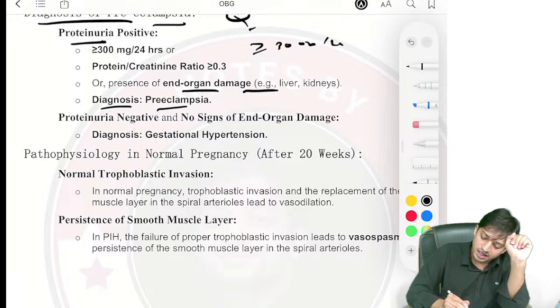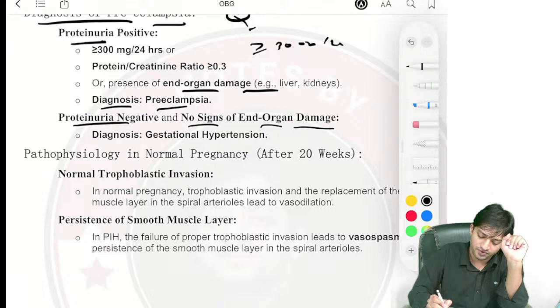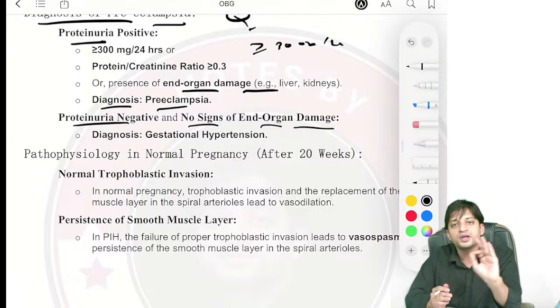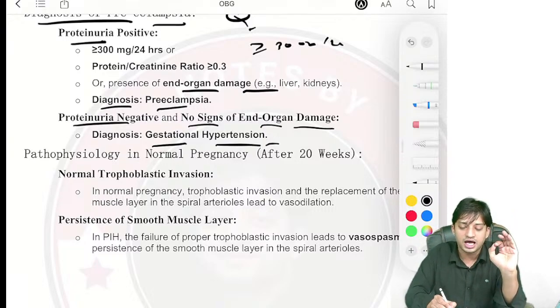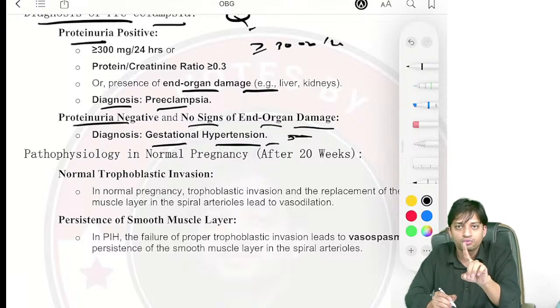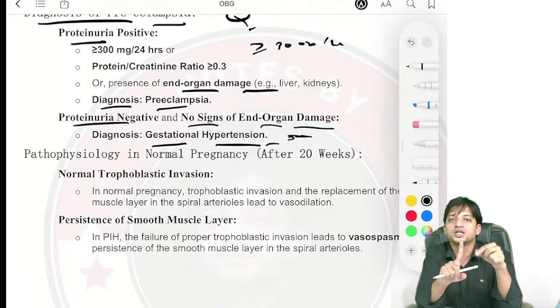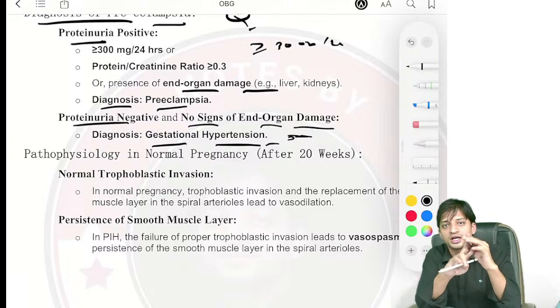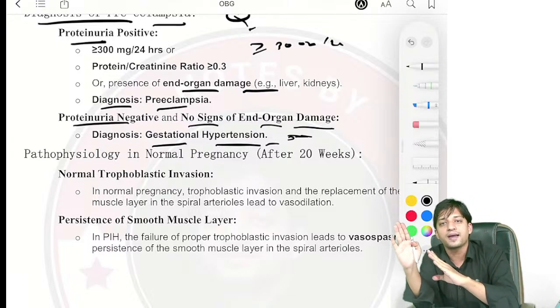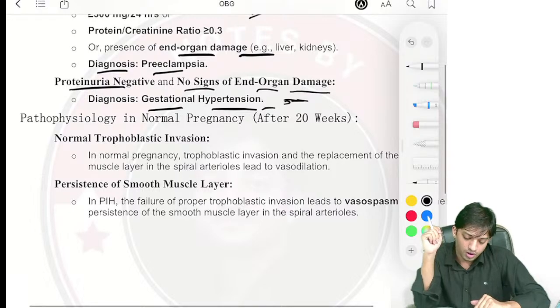Now, if there is proteinuria negative and no signs of end organ damage, then simply your diagnosis will be gestational hypertension and nothing else. Try to pay attention. Only if they tell you there is proteinuria and signs of end organ damage, then only you can diagnose it as preeclampsia. Come here.